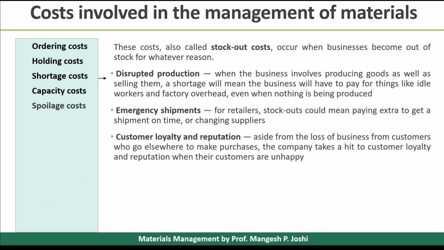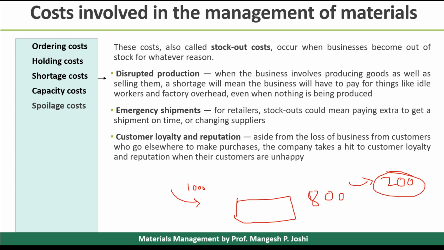The third type of cost is shortage costs. These costs are also called stock out cost. If the customer places an order of, say, 1,000 units with your company, but you only have, let us say, 800, then the remaining 200 units which you are not able to fulfill are termed as shortage cost, right?